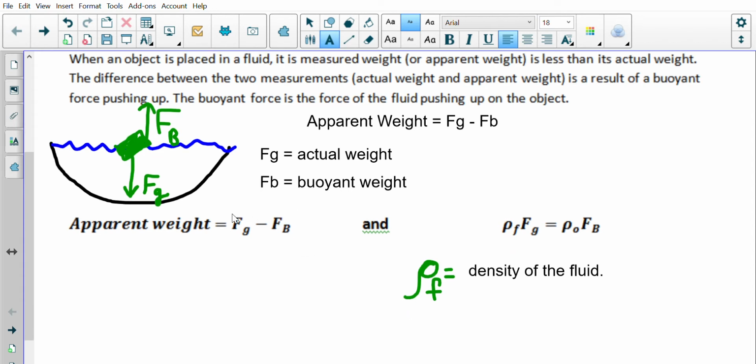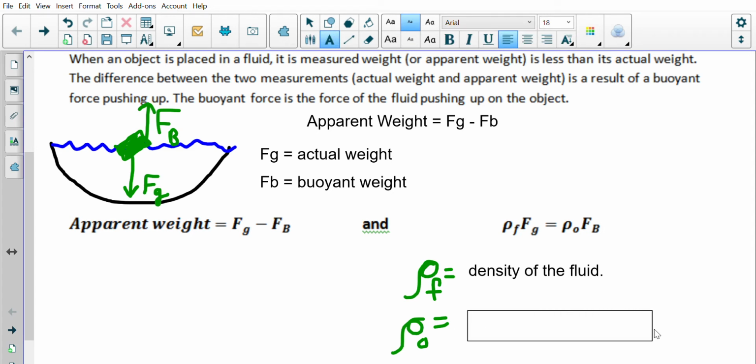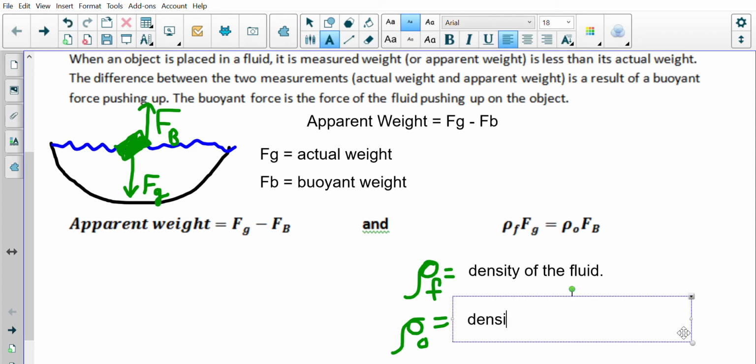Now, the other formula we have, one for apparent weight, and we also have this other one where we have rho F, which again is the density of the fluid. So that's what that F is. It's all about the fluid. And then we also have rho O, and rho O is the density of the object. So that's why you have to be able to find density.